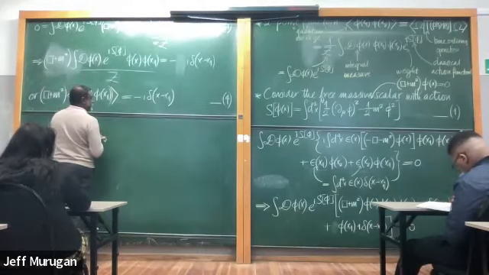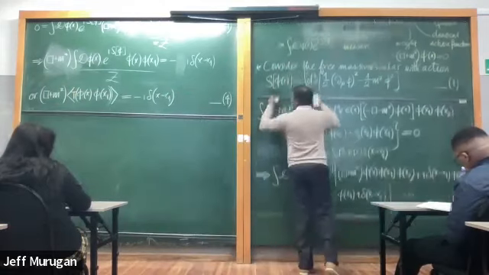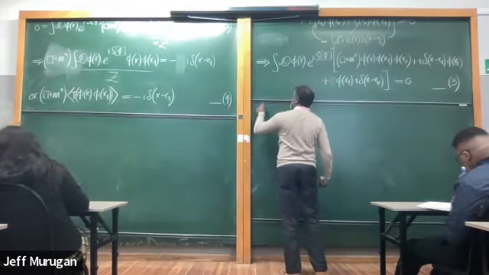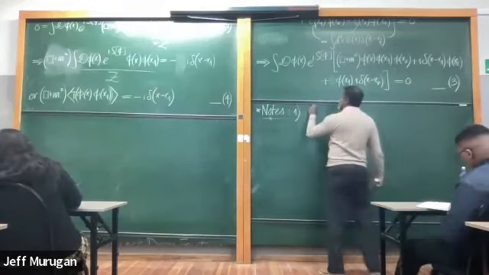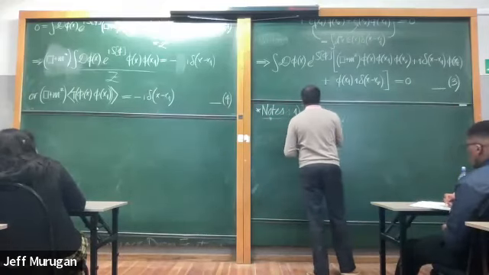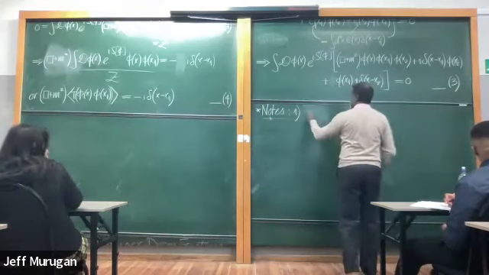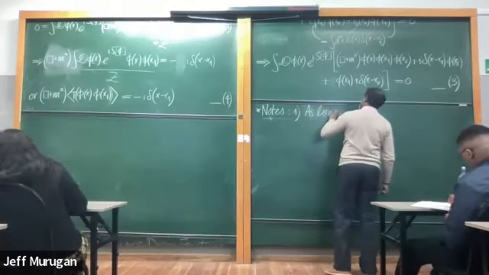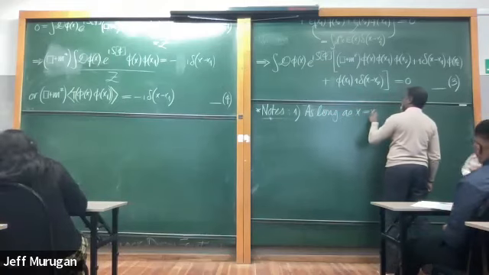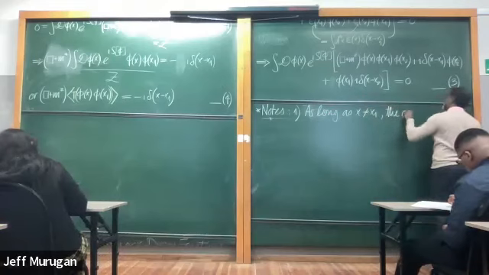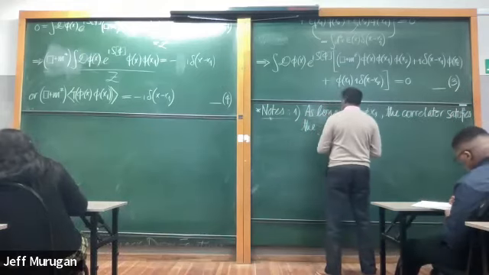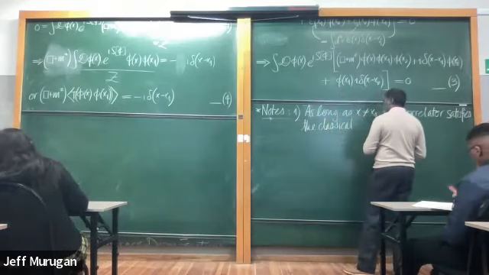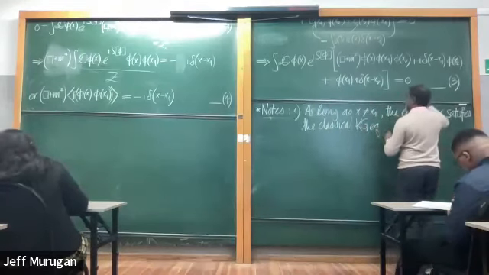The statement is that, one, as long as x1 is not equal to x, the correlator satisfies the classical equation. Okay.